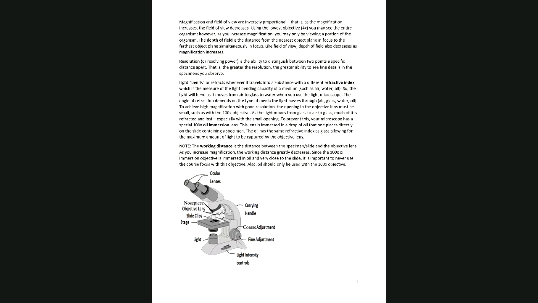magnifications, starting with the lowest power lens, the scanning lens. What would be the total magnification of the scanning lens? Ocular times the scanning lens? 40. And the low power lens would be how much total? 100. The high dry lens? 400. And the oil lens? 1000. Now, you've heard me say the high dry lens multiple times. Why do I call the 40x lens the dry lens?